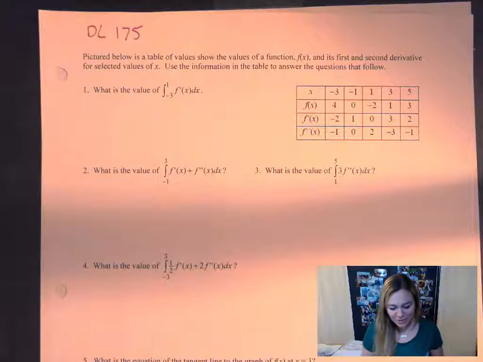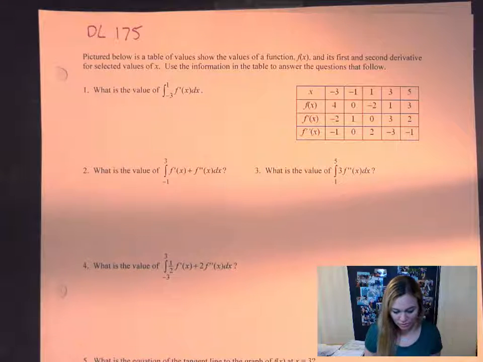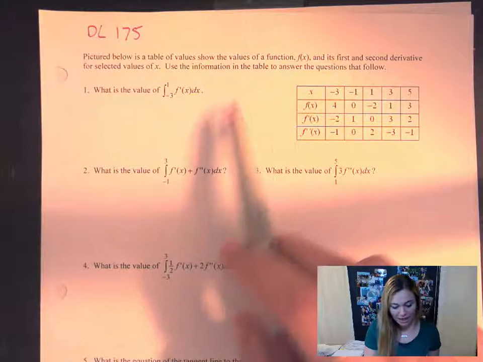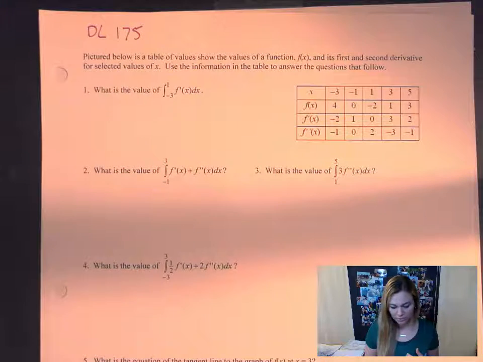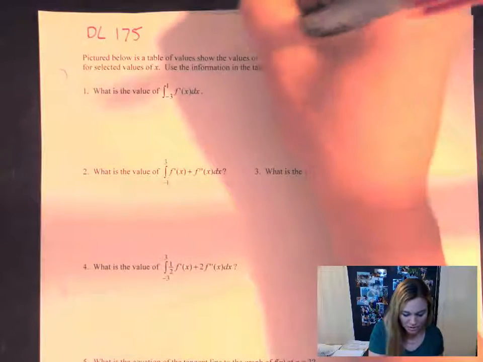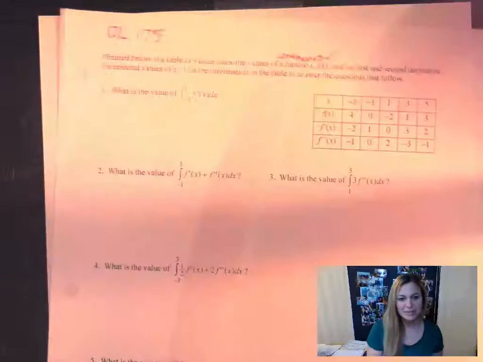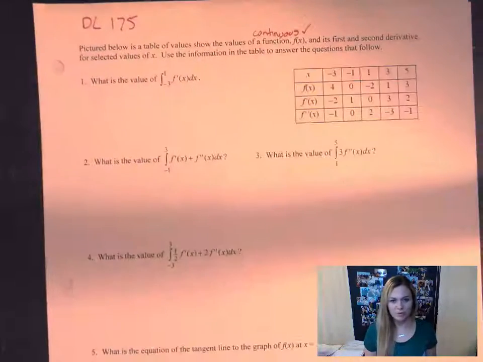Okay, so it says picture below is a table. That's so great because we just did some graphs, we've had some equations, so now it only makes sense we'll do some tables. Below is a table of values that show the function f of x, its first derivative and second derivative. And I should put that f, f prime and f double prime are all continuous. So yes, that is true, which means that we can use the fundamental theorem of calculus.